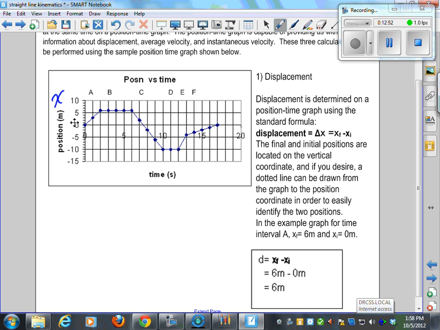So the final and initial positions are located on the vertical coordinate, the y-axis. And if you desire, a dotted line can be drawn from the graph to the position coordinate in order to easily identify the two positions. In the example graph, time interval A is from there to there, where it changes shape. Then B is from there to there, and then C, and that's D, and that's E, and that's F. Does that make sense? Where the shape changes, then you need to watch.